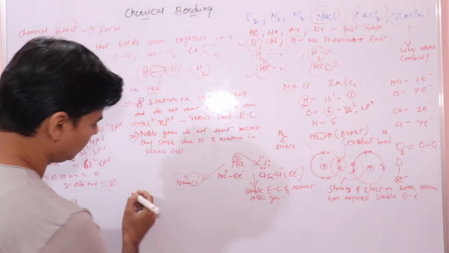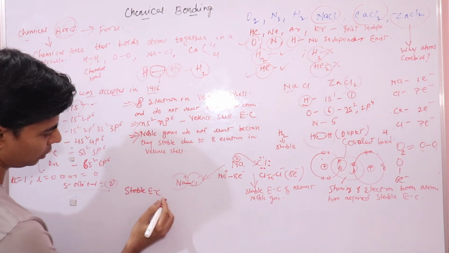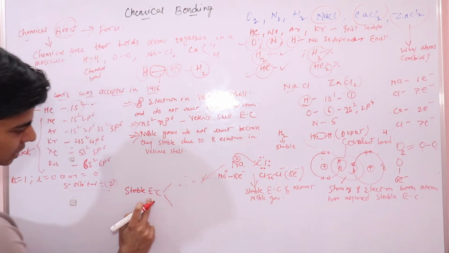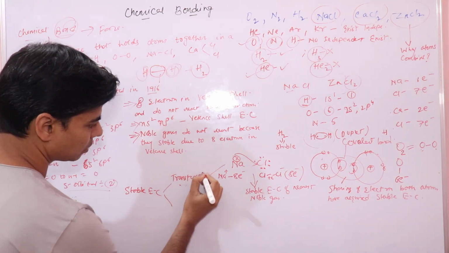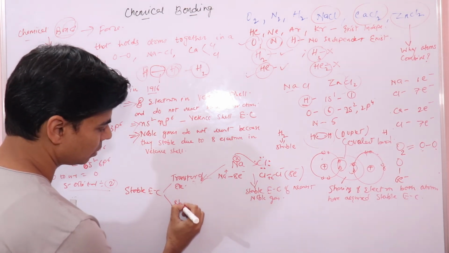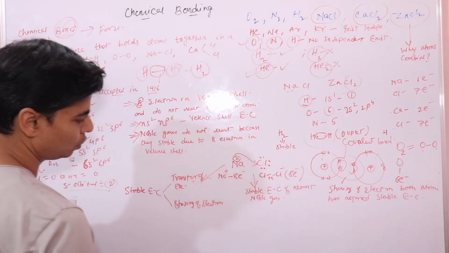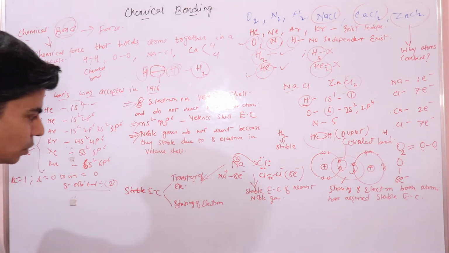So to acquire stable electronic configuration, there would be either transfer of electrons, that will result in an electrovalent bond, or there would be sharing of electrons, that will result in a covalent bond, right? So these are the two ways using which atoms can acquire stable noble gas configuration, right?